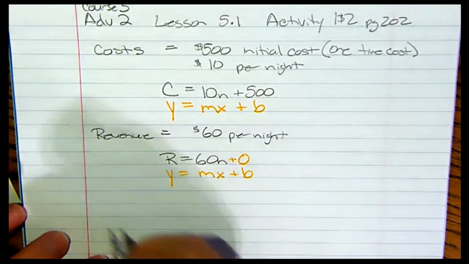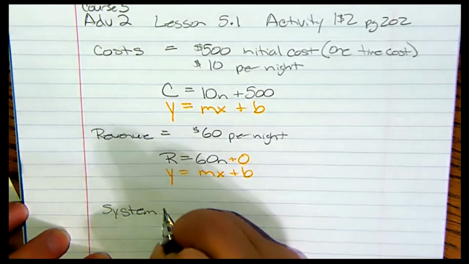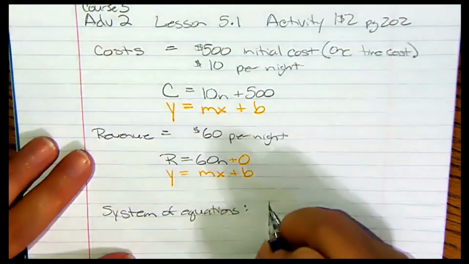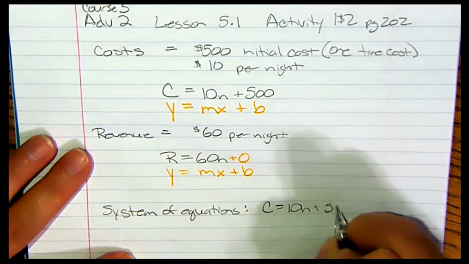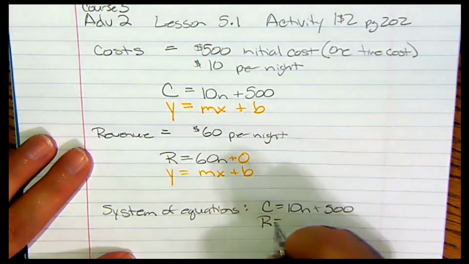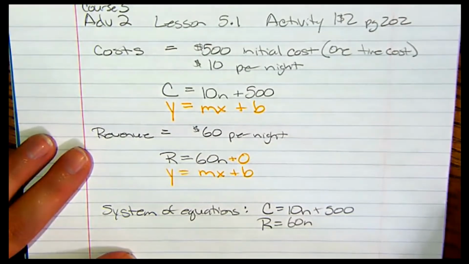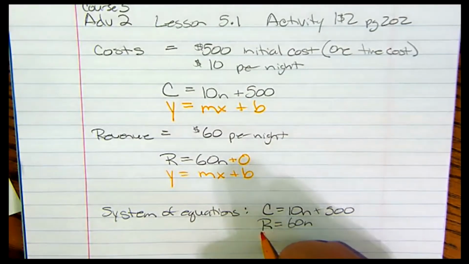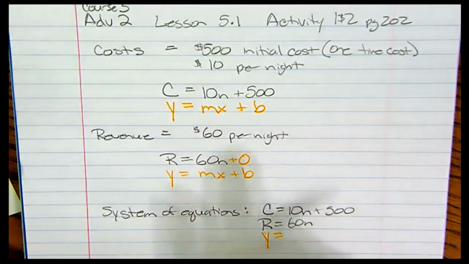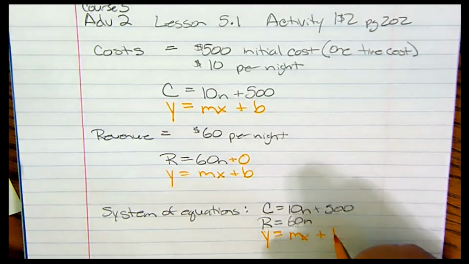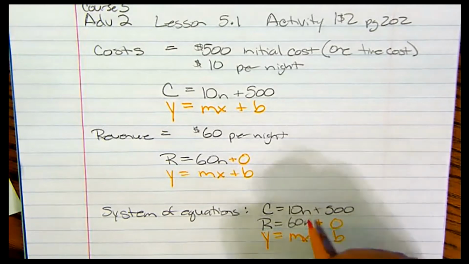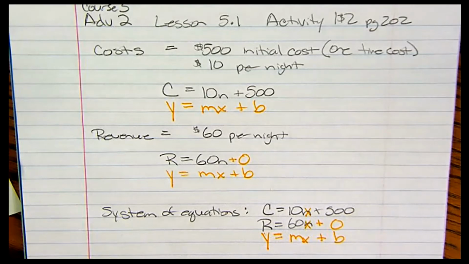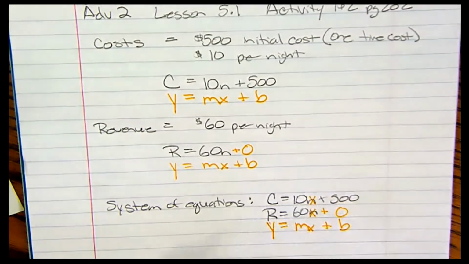So we have a system of equations. Cost equals 10n plus 500. Revenue equals $60 per night. And if we look at these, they do fit our slope-intercept form, a linear equation, y equals mx plus b. If that's a 0, and our n's are x's. Look at that. I'm not crossing them off, I'm turning them into the x's.